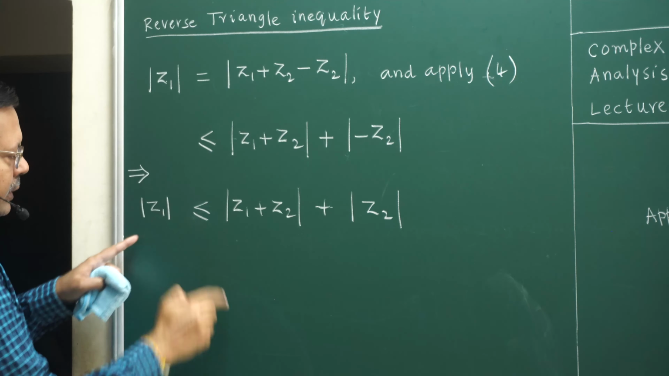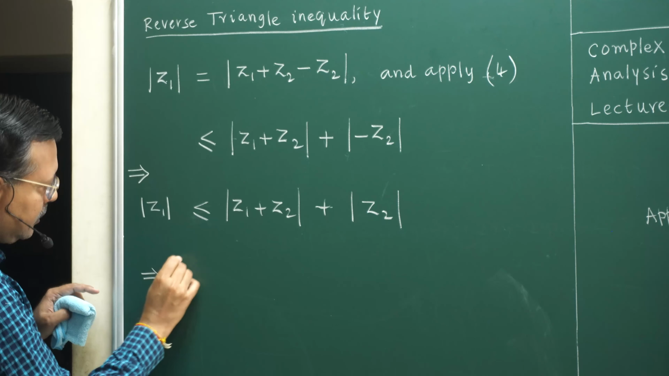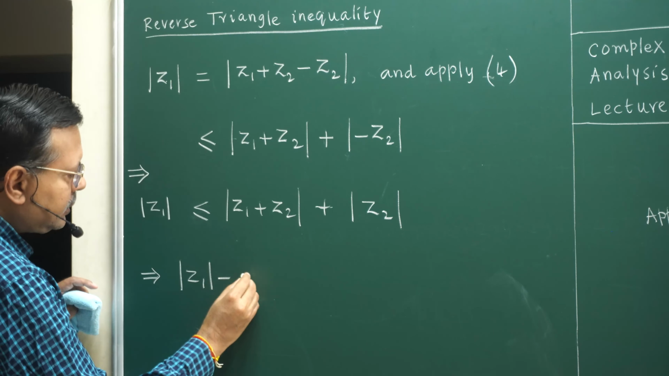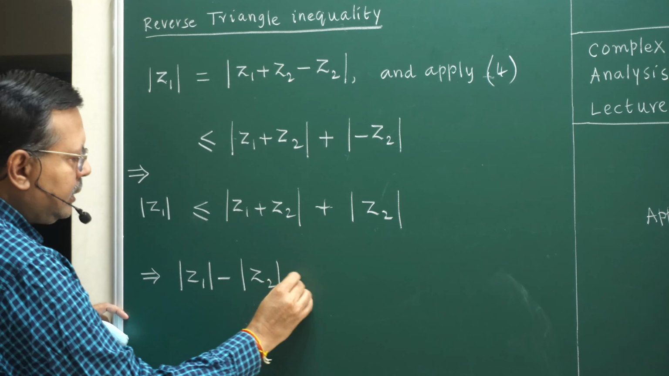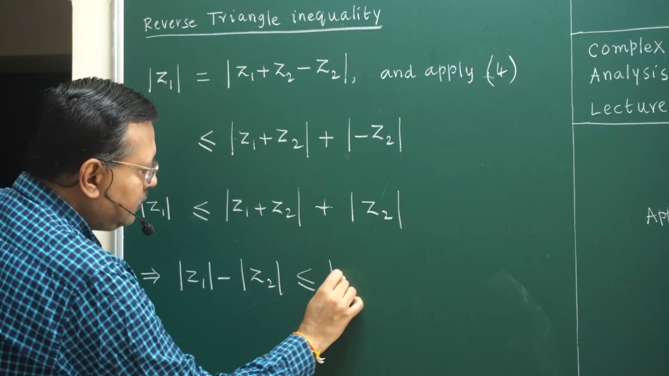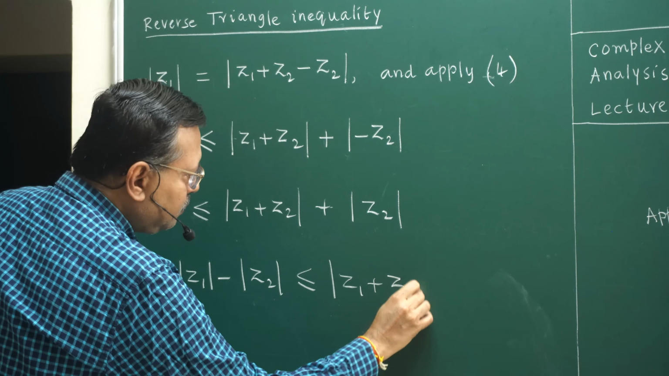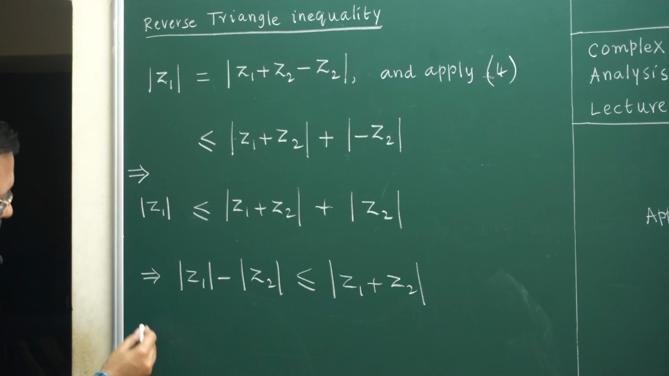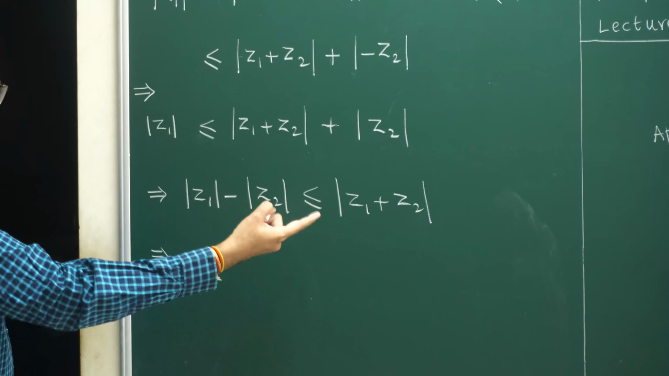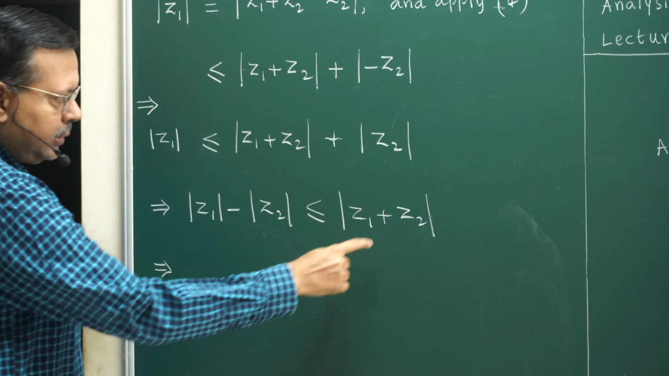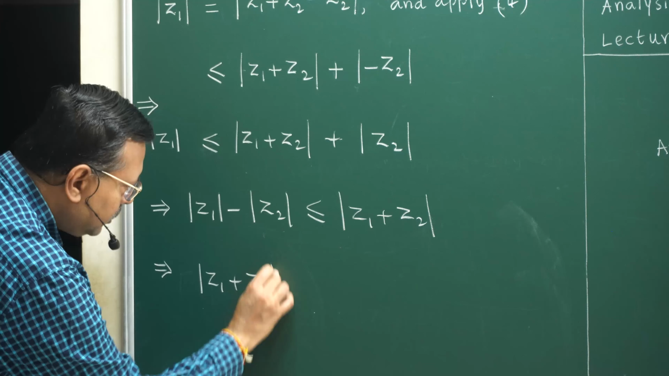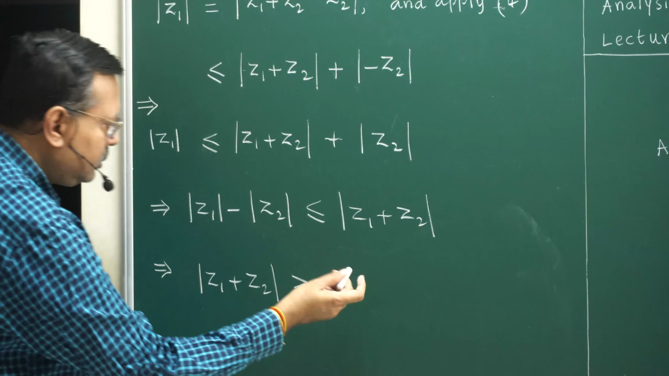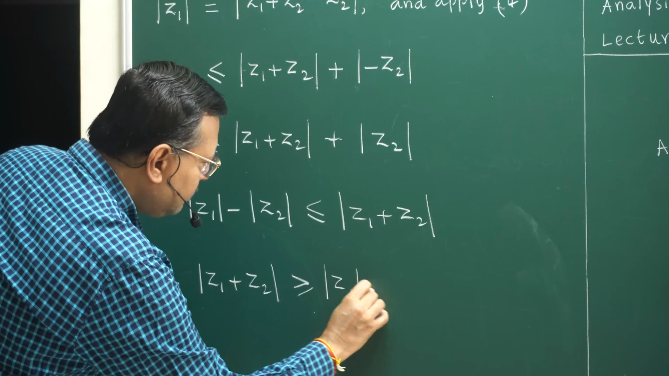Now take this on the left hand side. Then I can write like this: modulus of z1 minus modulus of z2 is less than or equal to modulus of z1 plus z2. Fine. Now interchange the LHS and RHS. You bring this here and that there. This is modulus of z1 plus z2, and that would be greater than or equal to modulus of z1 minus z2.